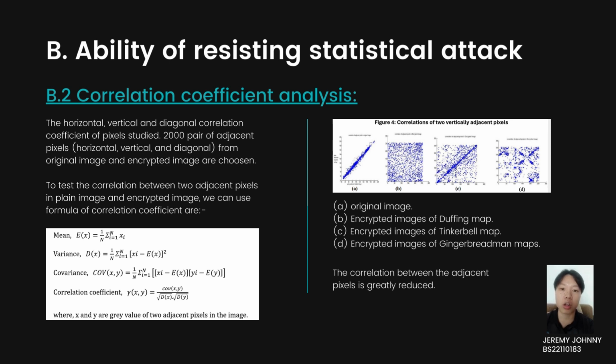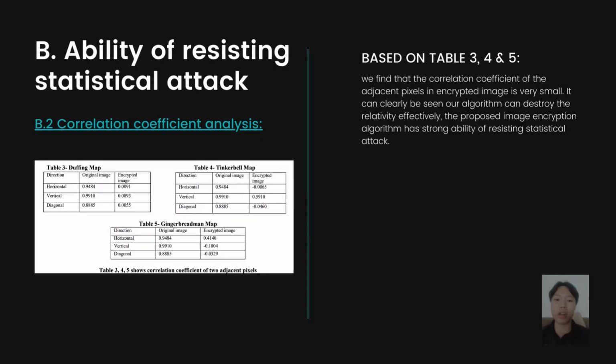In figure 4, the correlations of two vertically adjacent pixels are shown. A is the original image, B is the encrypted image of Duffing map, C is the encrypted image of Tinkerbell map, and D is the encrypted image of Gingerbread Man map. Based on the figure, the correlation between adjacent pixels is greatly reduced after the encryption. Tables 3, 4 and 5 show the detailed analysis. Based on the results, the correlation coefficient of adjacent pixels in the encrypted image is very small. Thus, the proposed image encryption algorithm has strong ability of resisting statistical attack.